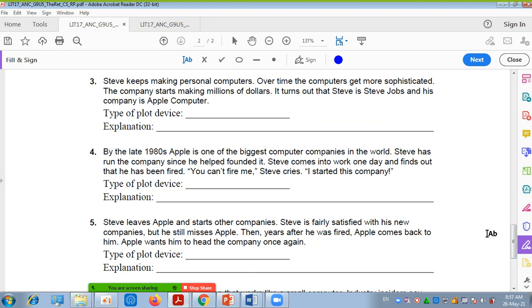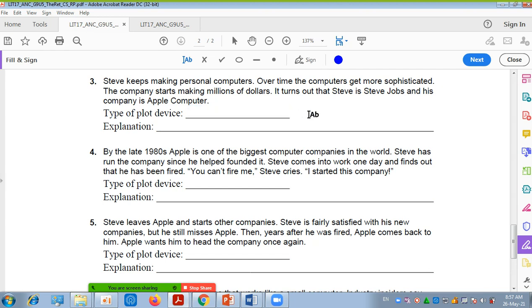Number 3, Iman. Steve keeps making personal computers. Over time, the computers get more sophisticated. The company started making billions of dollars. It turns out that Steve is Steve Jobs, and his company is Apple Computer. What is the device here? Situational irony. Say it: situational irony. Yes, that's right.